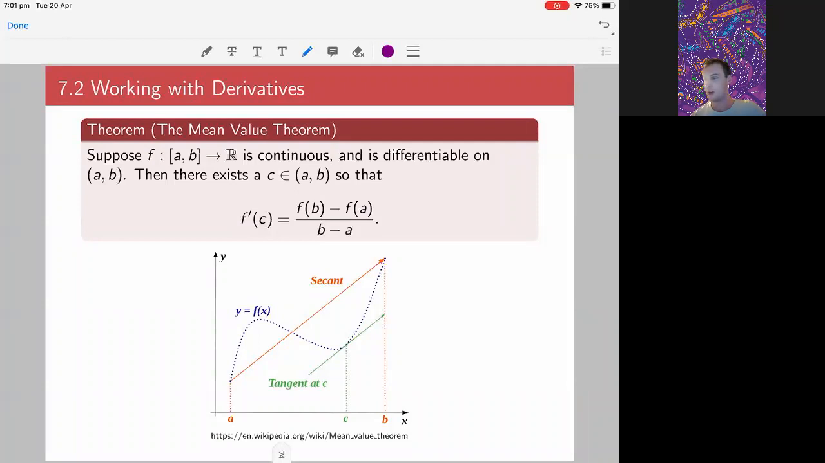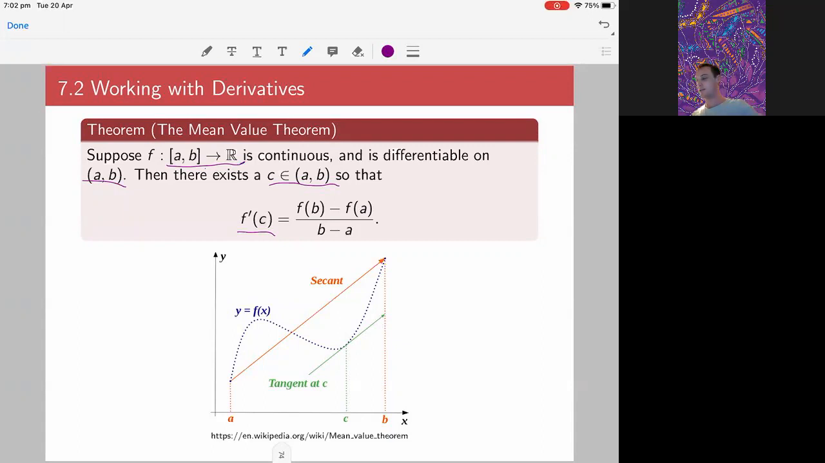So the theorem goes as follows. Let's suppose that you've got a function defined on a closed interval [a, b] which is continuous, and let's suppose that it is differentiable on the open interval. Provided all of these conditions are met, there is going to be a real number c lying in this open interval, so that the derivative of the function at that point c is the same as f of b minus f of a divided by b minus a.